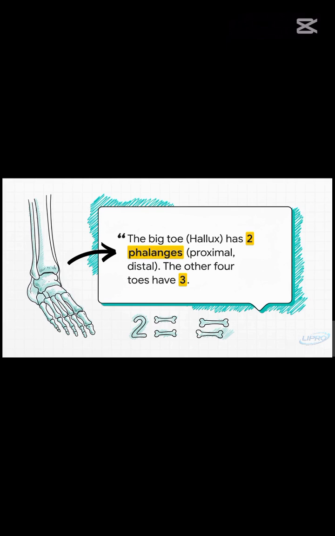Now, there's one last very important detail about the phalanges that you absolutely need to know, especially for exams. Your big toe, which we call the hallux, is different from the others. It only has 2 phalanges, a proximal one and a distal one. All of your other 4 toes, however, have 3 phalanges, proximal, middle, and distal. So remember that count, 2 for the big toe, 3 for all the others. It's a fundamental point for understanding the structure of the foot.